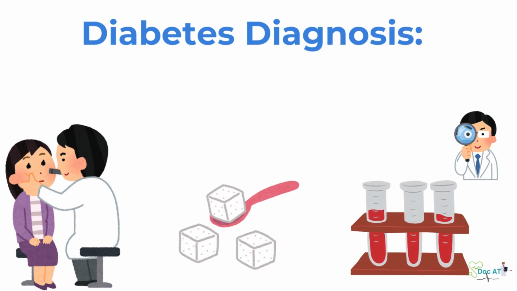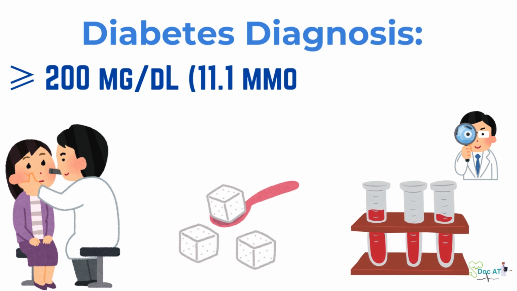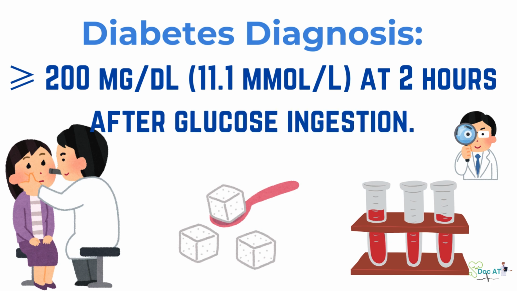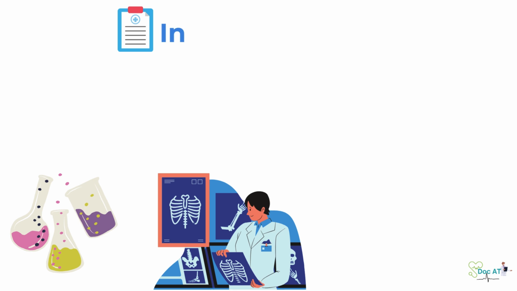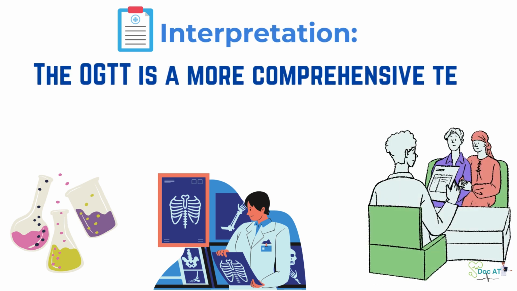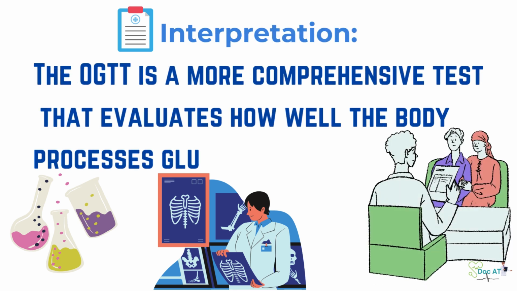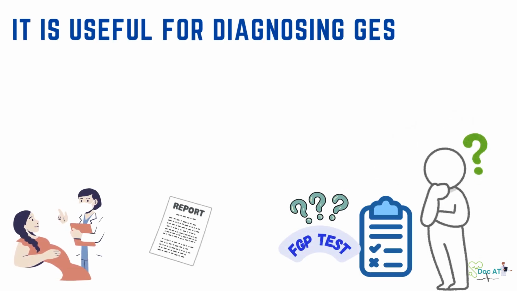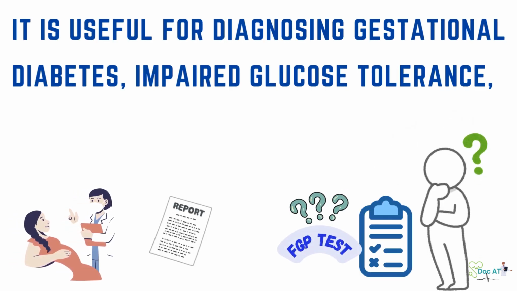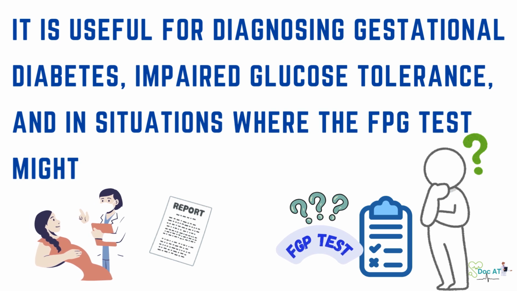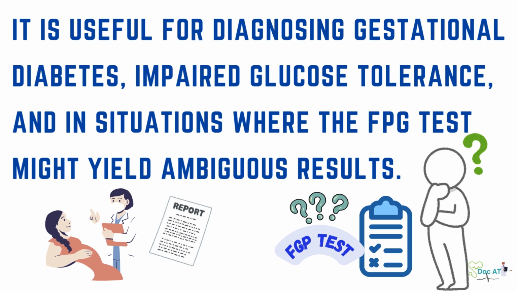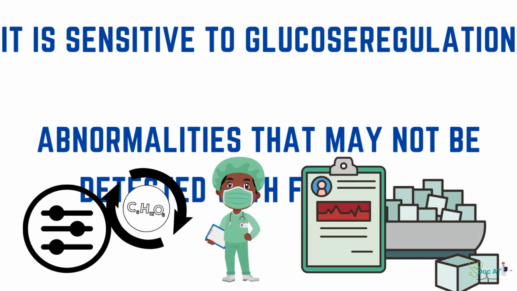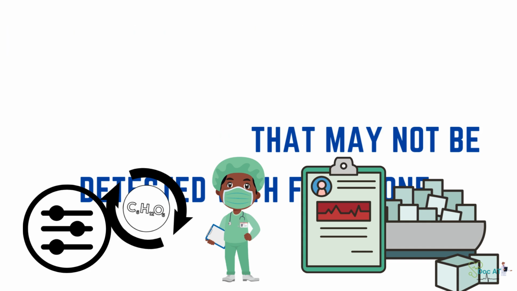Diabetes diagnosis, greater than or equal to 200 milligrams per dl, 11.1 millimoles per liter, at 2 hours after glucose ingestion. Interpretation. The OGTT is a more comprehensive test that evaluates how well the body processes glucose over time. It is useful for diagnosing gestational diabetes, impaired glucose tolerance, and in situations where the FPG test might yield ambiguous results. It is sensitive to glucose regulation abnormalities that may not be detected with FPG alone.